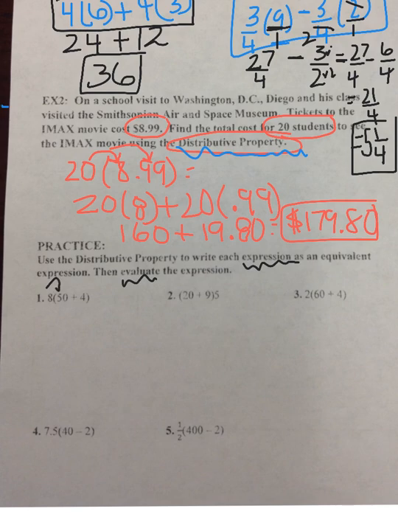So the first one, I want to distribute the 8 to the 50 and to the 4. So when I rewrite it using the distributive property, we have 8 times 50 plus 8 times 4. Next step, I am going to evaluate. 8 times 50 gives me 400. And then 8 times 4 gives me 32. And then 400 plus 32 is 432.